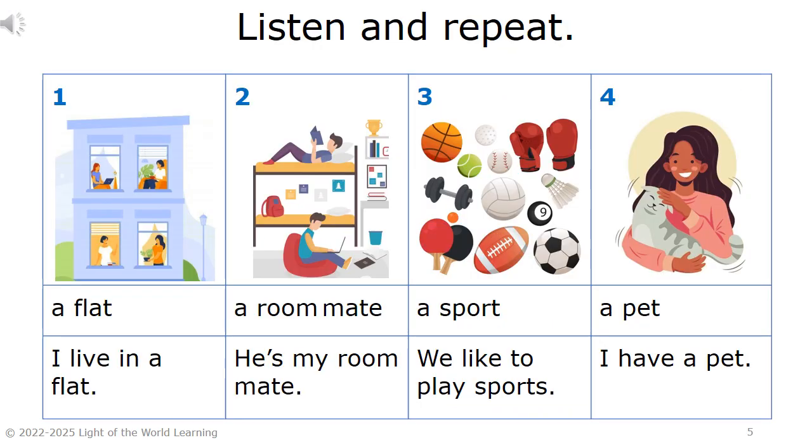Listen and repeat. 1. A flat. I live in a flat. 2. A roommate. He's my roommate. 3. A sport. We like to play sports. 4. A pet. I have a pet.